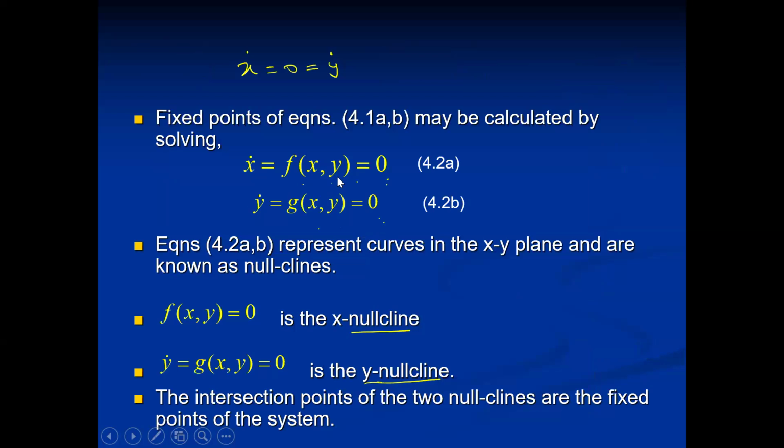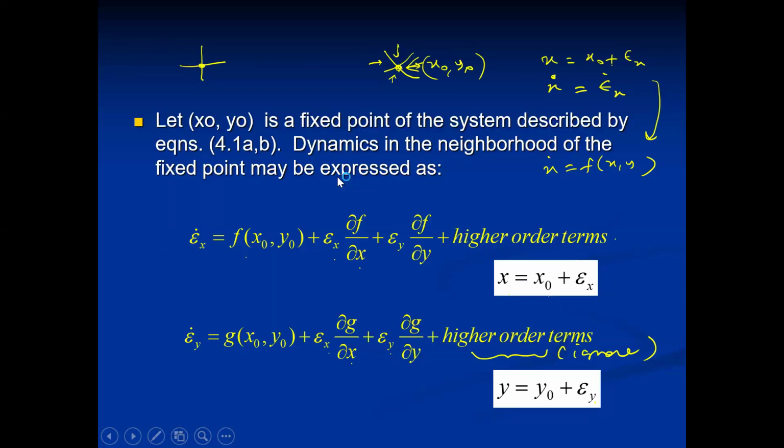Now we expand this as a Taylor series. In your high school mathematics, you might have done Taylor series in one variable. But here we are looking at Taylor series in multiple variables, which looks something like this. So x is equal to x naught plus epsilon x. If I differentiate both sides, you get x dot is equal to epsilon x dot because x naught is constant.